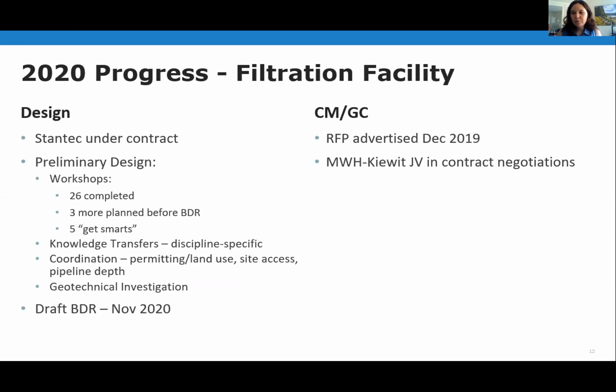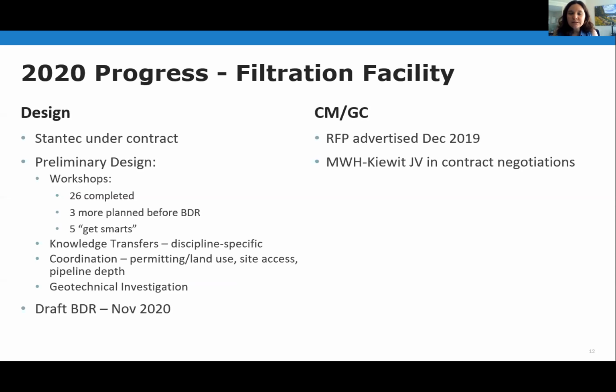So at what elevation is the pipe coming in for the designer to take over responsibility for? And at what depth is it coming out of the clear well where the pipeline designer will then take responsibility? We need to make sure those pieces match up. And then completing a geotechnical investigation. All that's working towards a draft BDR, which will be submitted in November 2020 and final in January.